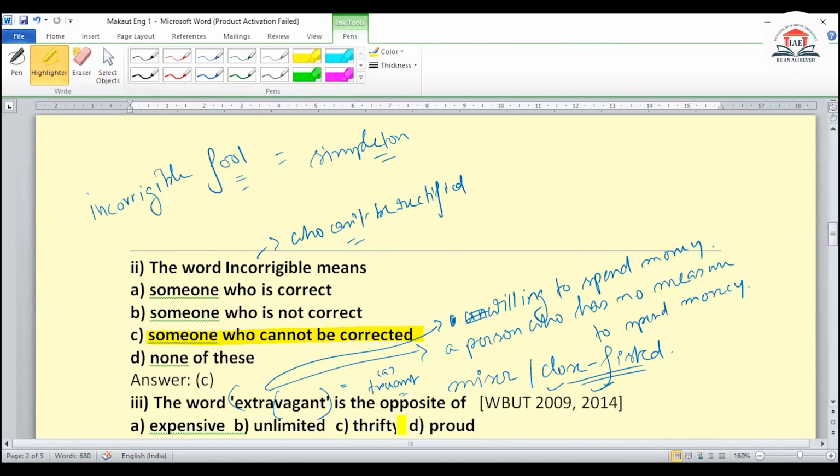আচ্ছা, thrifty, you know the meaning of proud? So proud has no relation with extravagant. Unlimited, out of question, expensive, महंगा, ये भी हो नहीं सकते. So there is only one word left, that is thrifty, adjective, that is miser, right? See, it's very easy to use.